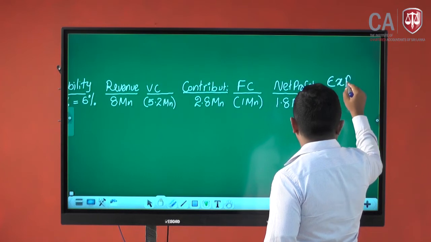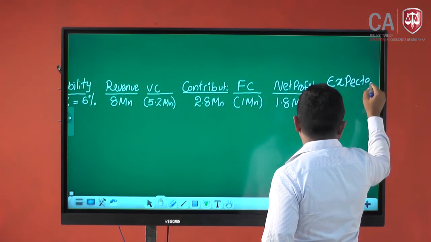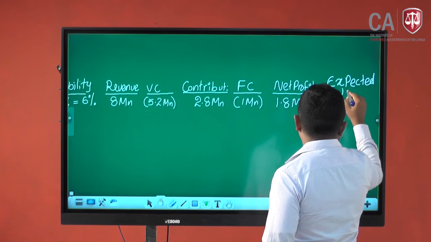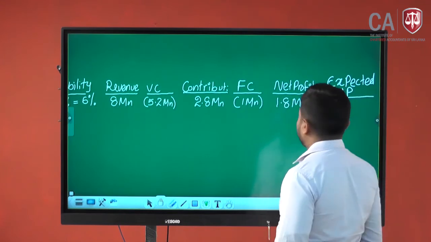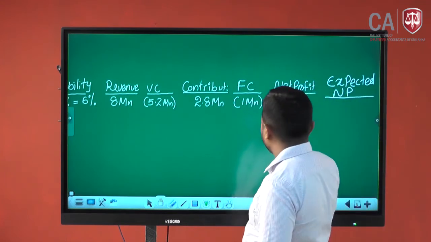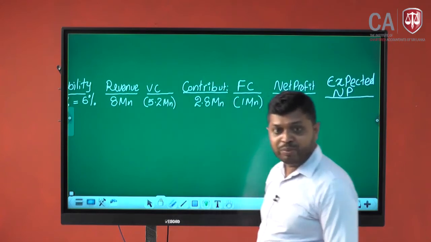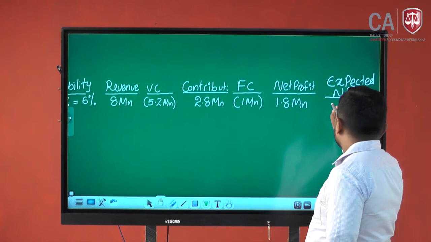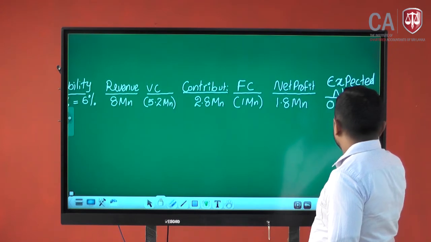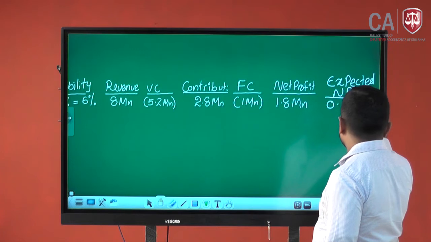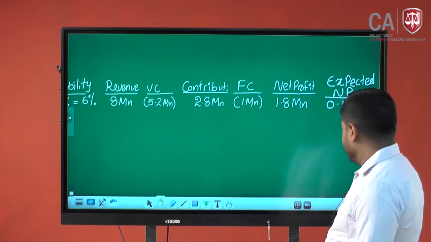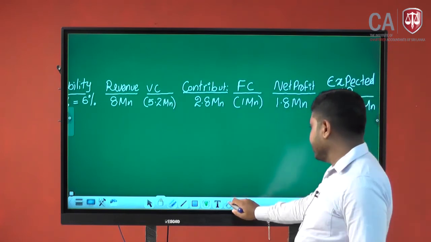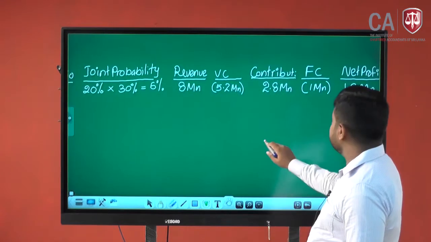Your expected net profit is 1.8 million multiplied by the joint probability of 6%. It will be 0.108 million. That means 108,000. That is scenario 1.